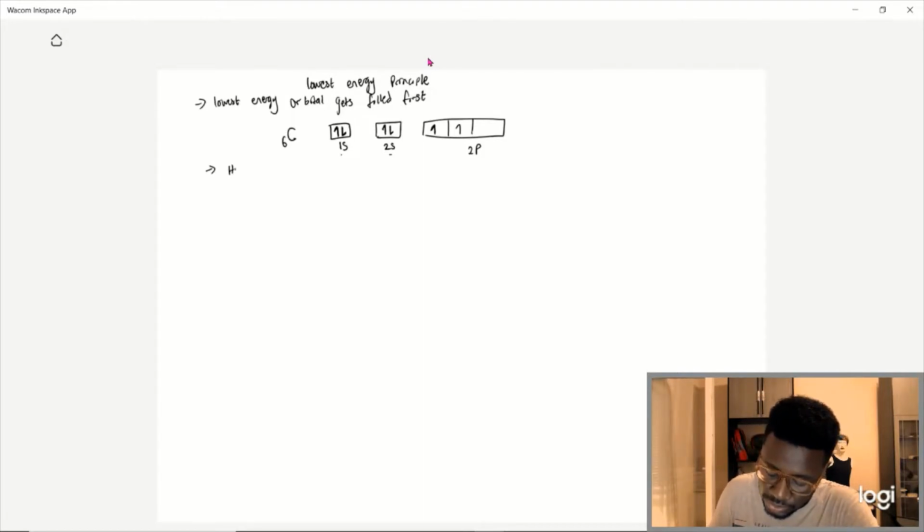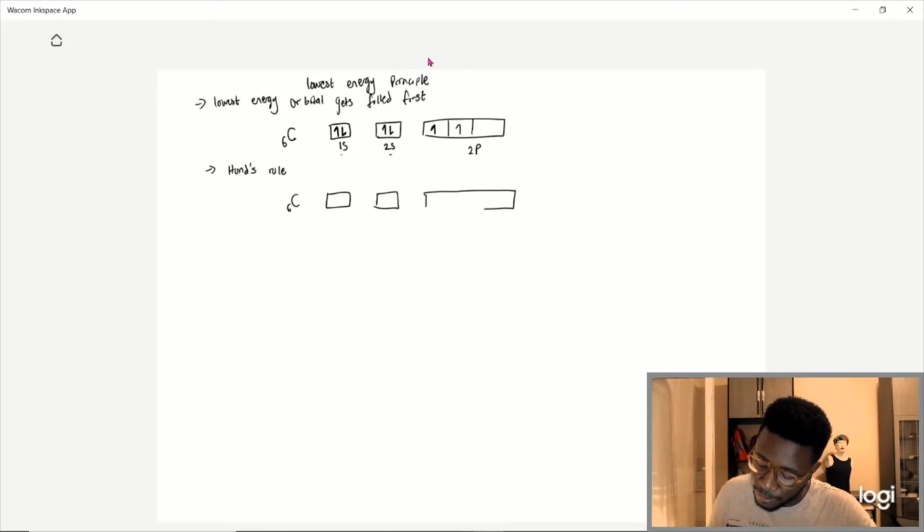Okay, next is Hund's rule. For Hund's rule, we can also use this carbon to explain it. When you fill this and this, this and this, according to Hund's rule, you cannot put the next two electrons here. Hund's rule says that when you're filling orbitals with the same energy, you have to fill them singly before you pair them up.